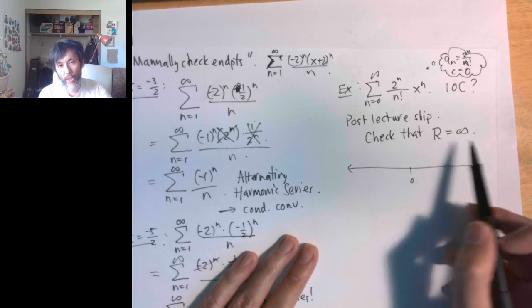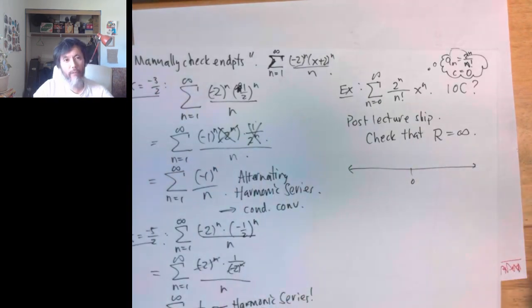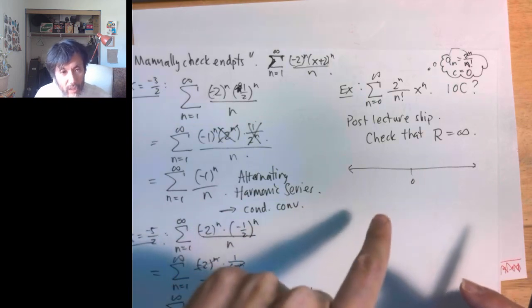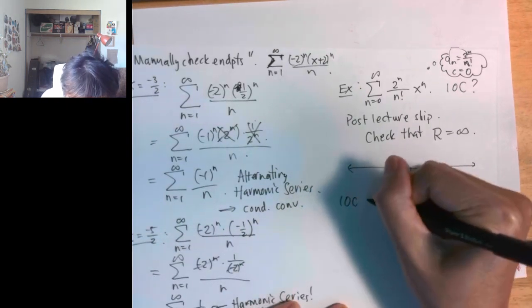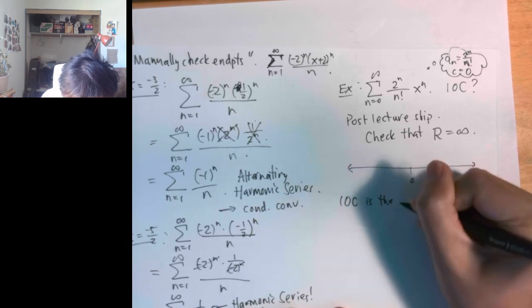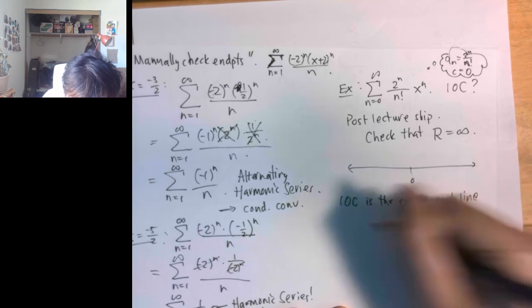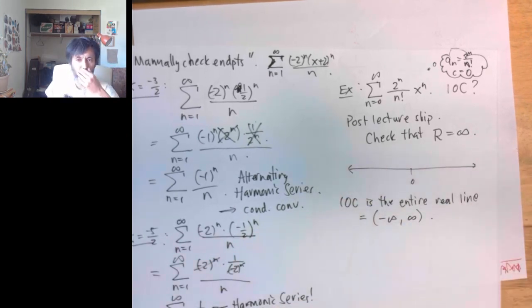But the fact that the radius of convergence is infinity means that the width or the half width of this interval is infinite. So there are no endpoints to this interval. The interval of convergence is the entire real line. Which, if you like writing as an interval, you would write like this: negative infinity to infinity. Does that make sense?